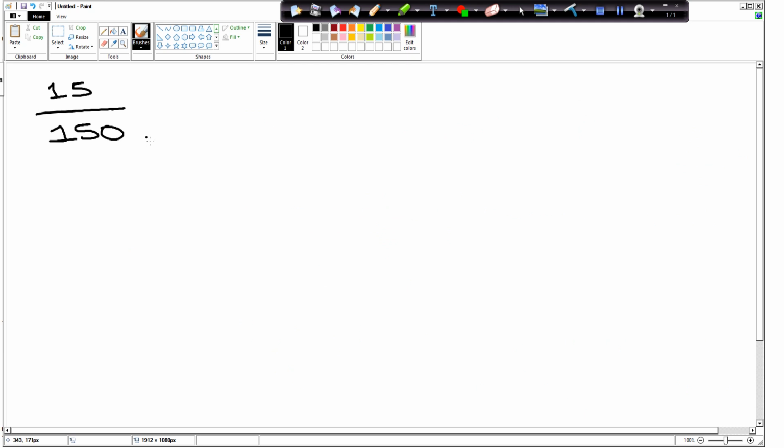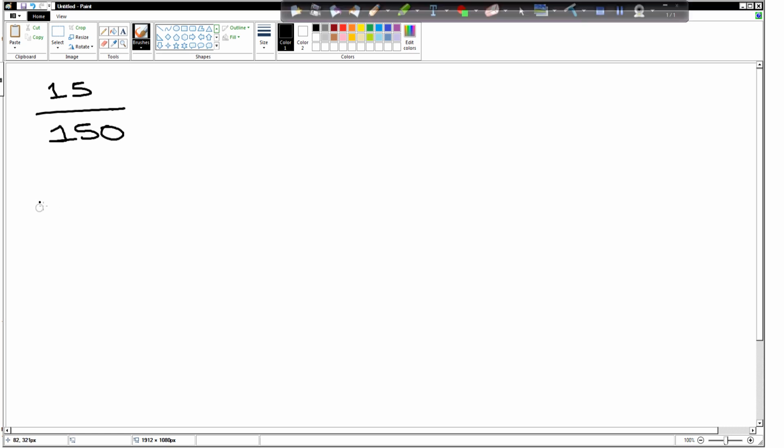The question the students are stuck on at the moment is 15 out of 150. The question was given to the students like this: 15 and 150. Express the first number as a percentage of the second number. So we've set it up as a fraction. Are we happy with that so far?